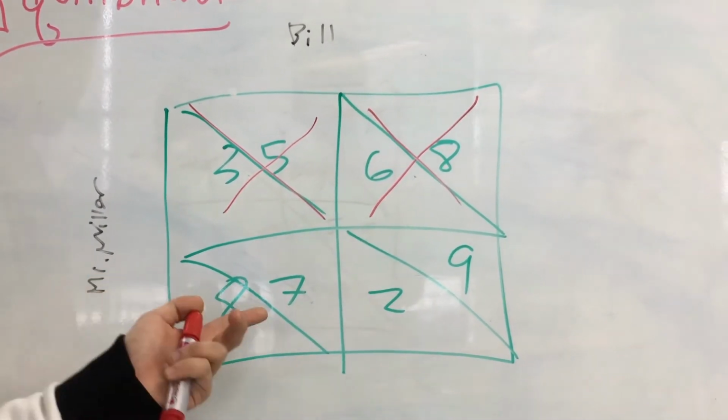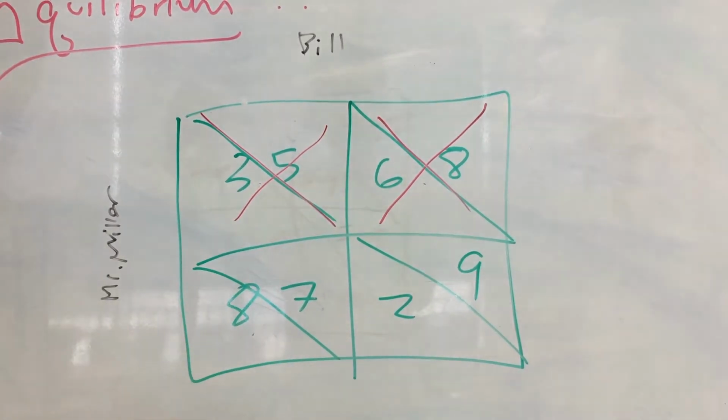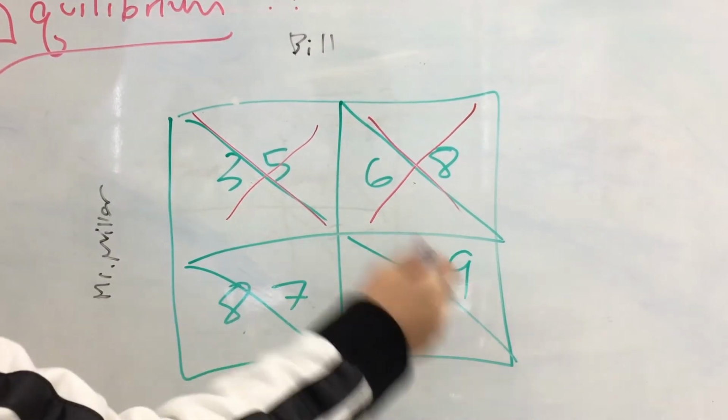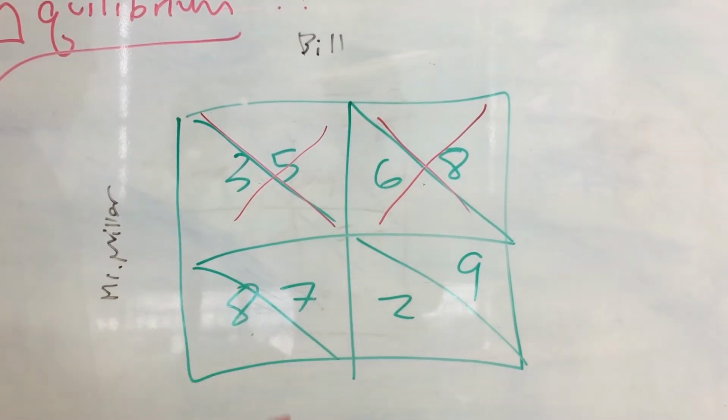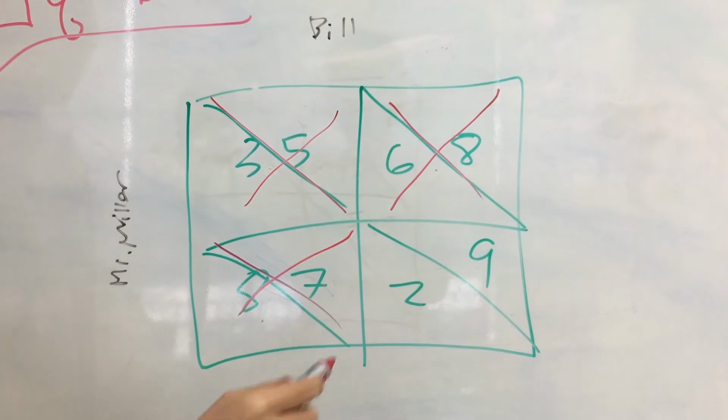Next, we have this square, 8, 7. Now, Bill has 7 donuts or 8 donuts to choose from. Would he want to move to 9 or 5? In this situation, Bill would want to move to 9, which is why this cannot be a Nash equilibrium.